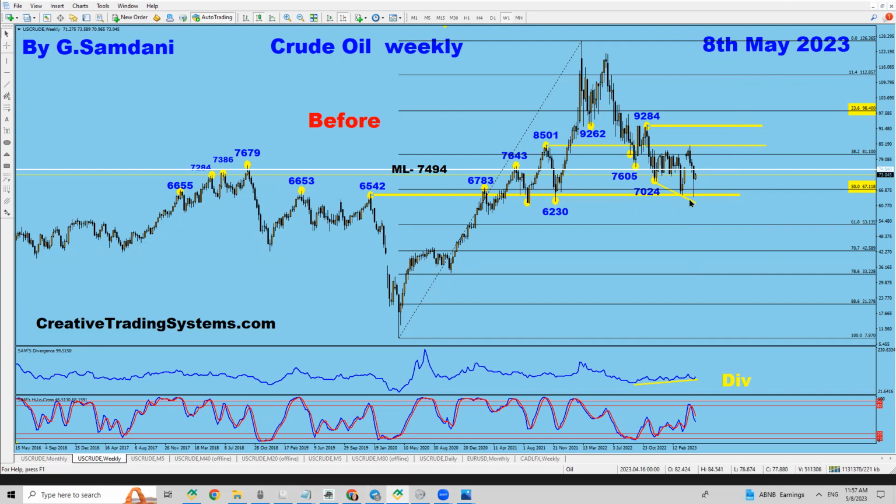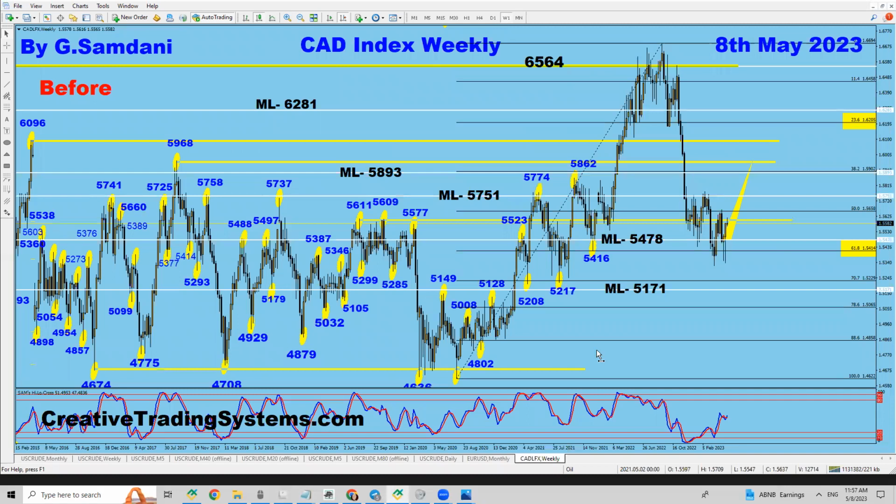But for now, I think that this is the point. This is the place where we're going to bounce. Now, at the same time, I'm watching the CAD index chart, which is this. Pull the Fibonacci from here to here. We are 61% bouncing from here, putting up a three drive pattern here on the level 54.78. So it's a strong scenario.